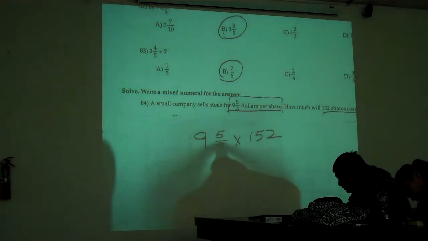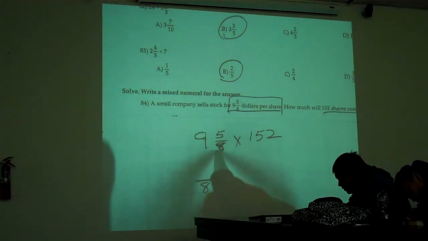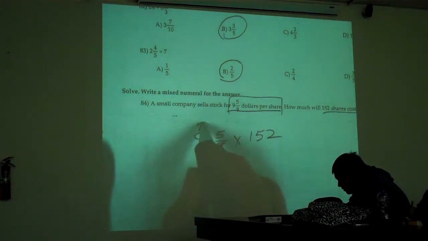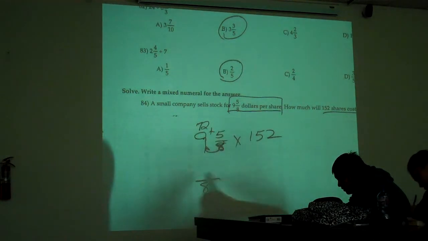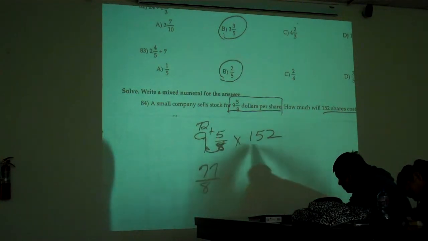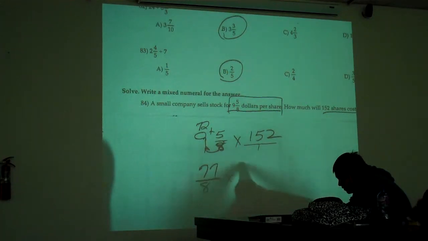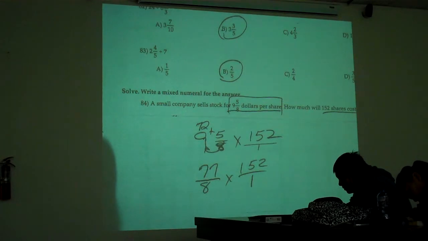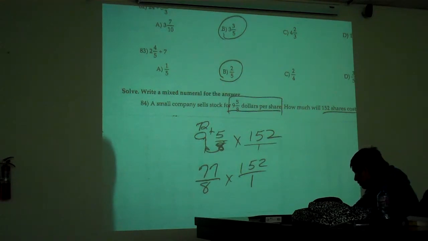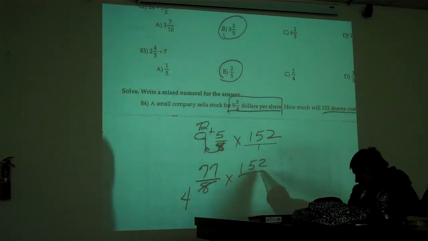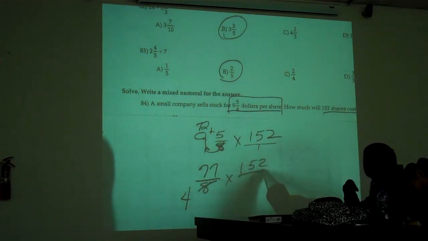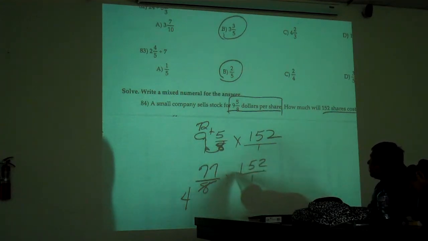So turn this into an improper fraction. 8 times 9, 72 plus 5, that's 77. This, we just put it over 1. 152 stays over 1. Okay, you could probably divide. For sure we could divide by 2, right? Let's divide by 2, we get 4. 152 divided by 2, 76.